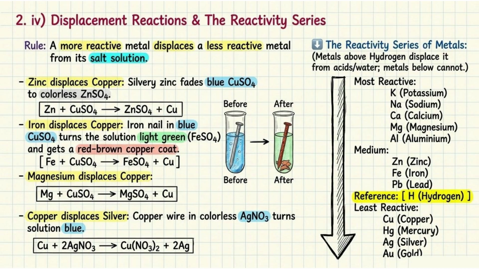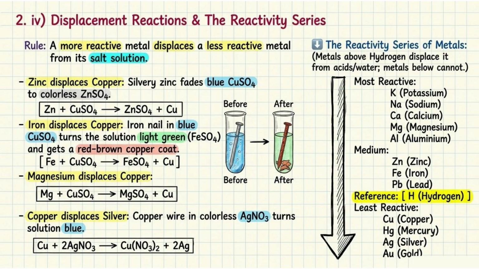Imagine a beaker of blue copper sulfate solution, CuSO4. If we drop in a piece of silvery zinc, Zn, the zinc literally displaces the copper. The beautiful blue solution fades to a completely colorless zinc sulfate, and pure copper just falls to the bottom. The equation is Zn plus CuSO4 yields ZnSO4 plus Cu.